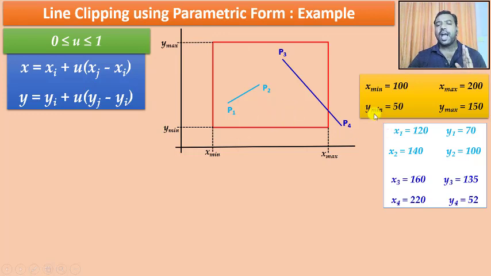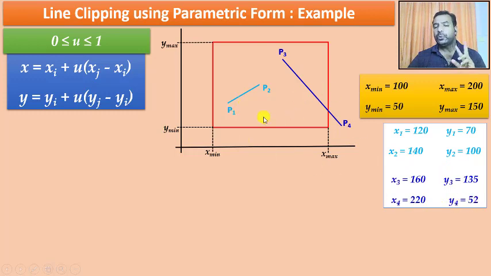So now I am going to take line 1, which is made up of P1 and P2, and the P1 value is going to be 120, 70. On the x-axis, P1 is going to be 120 and y is going to be 70. Similarly, P2 is going to be 140, 100. That is x1, y1 of P1, x2, y2 of P2. Similarly, I am going to have one more line which has P3 and P4. P3 has the values 160, 135, and P4 has the values 220 and 52.